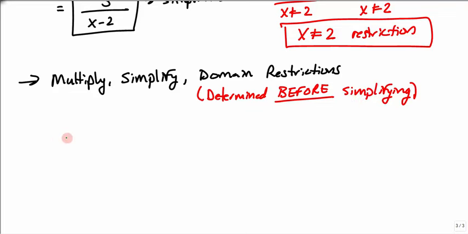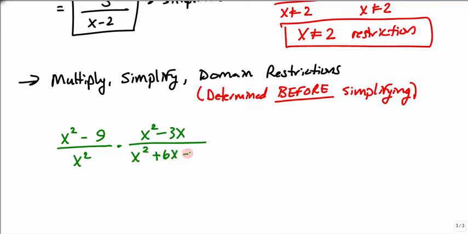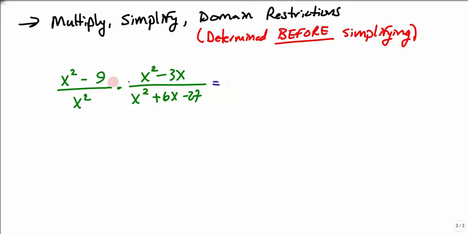So for this example, we'll have x squared minus 9 all over x squared times the quantity x squared minus 3x over the trinomial x squared plus 6x minus 27. Remember with multiplying, I can multiply straight across, but we don't want to because I'd have a binomial times a binomial and a monomial times this trinomial. What we want to do is factor first.